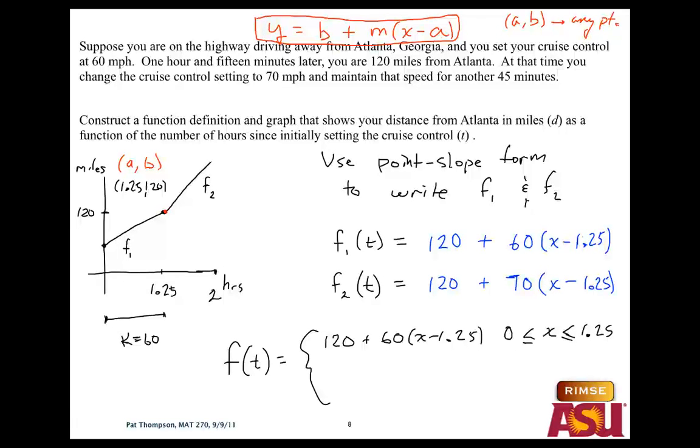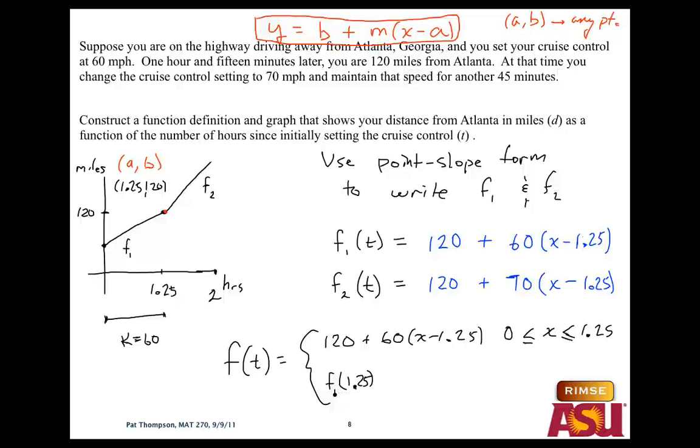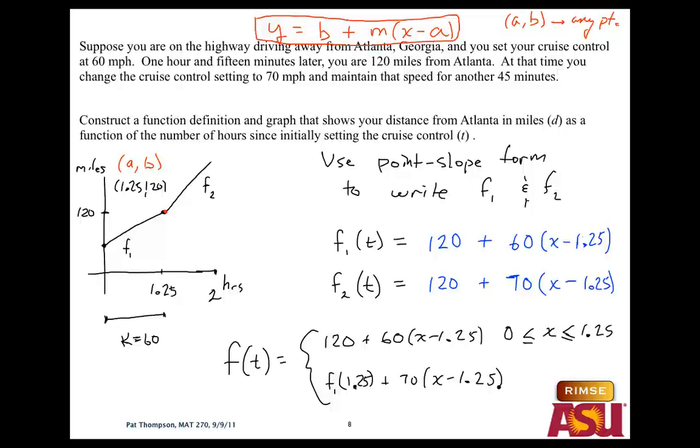All right, so now how could we use f1 to write f2? What is 120 in terms of f1? It's f1 of what? 1.25. This is a technique we're going to use, that's why I'm introducing it. You can write the starting value of the new line as the y value of the old line at the ending point x. So this 120 is the starting value of y for the new line, plus now 70 times x minus 1.25.